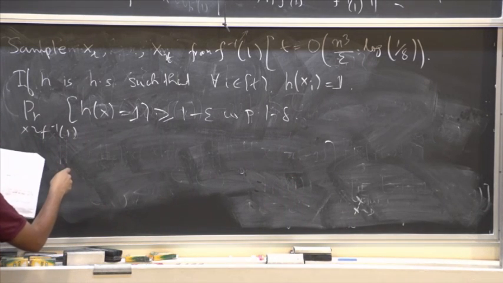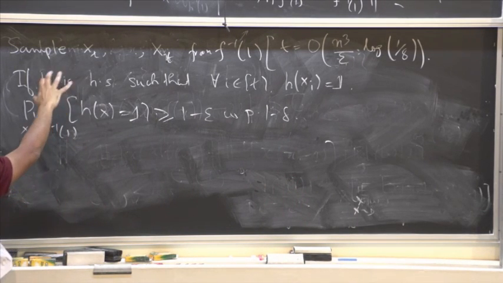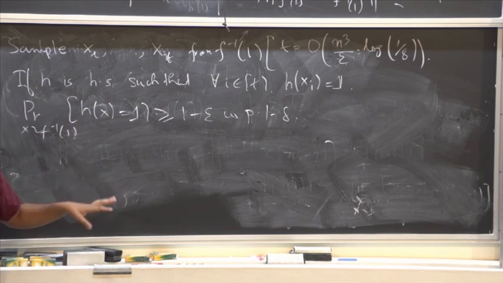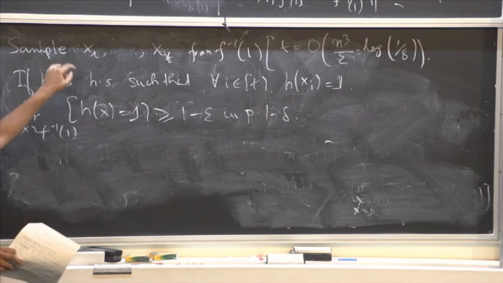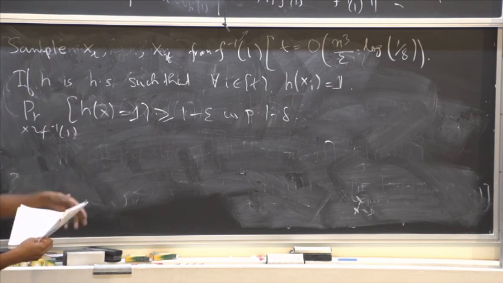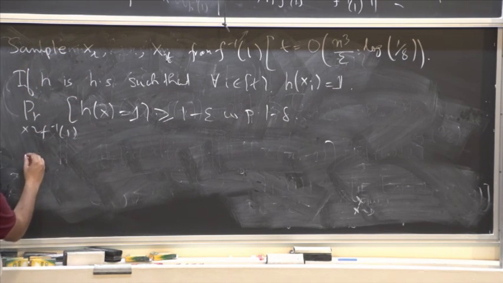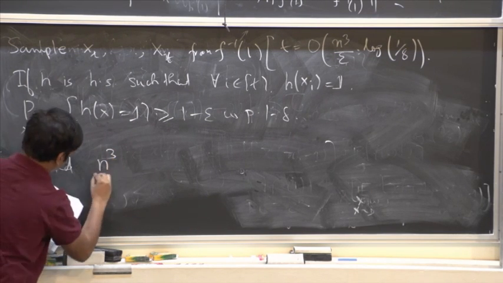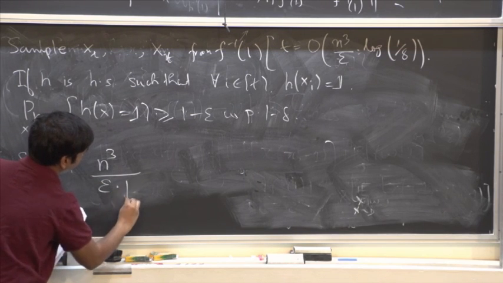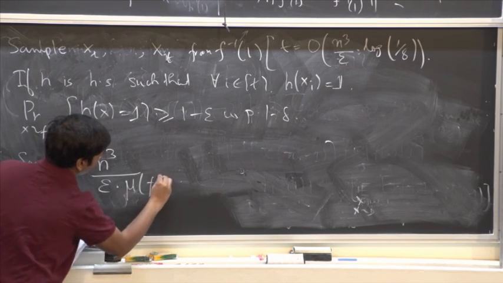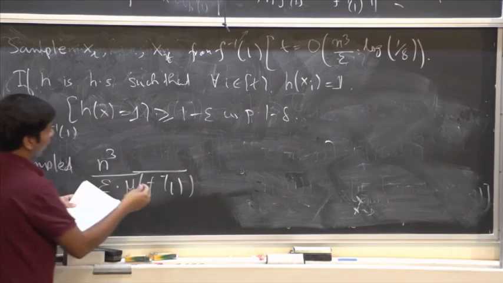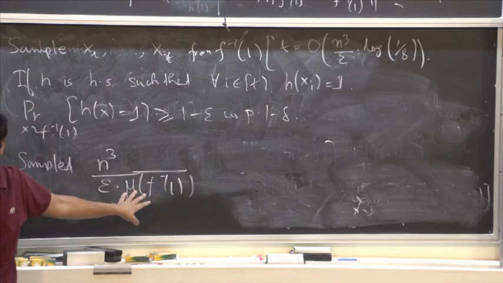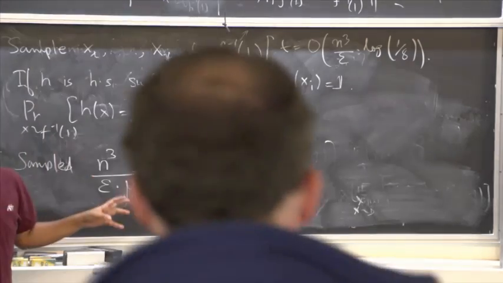Okay. So suppose you had access to lots of negative points. You don't, but suppose you did. If you could have sampled n cube over epsilon times mu of f inverse 1 negative points from f inverse minus 1, you could have sampled these many negative points and output a consistent hypothesis.